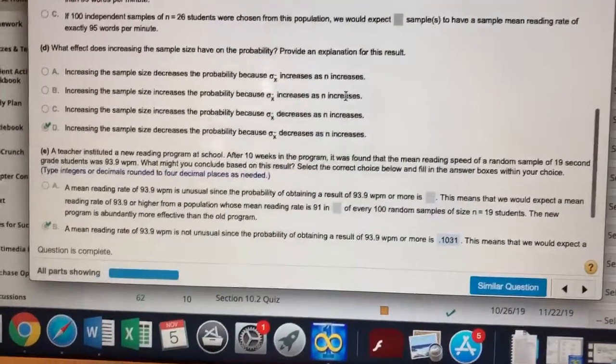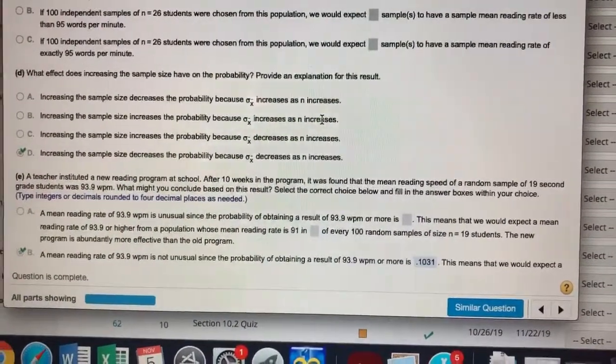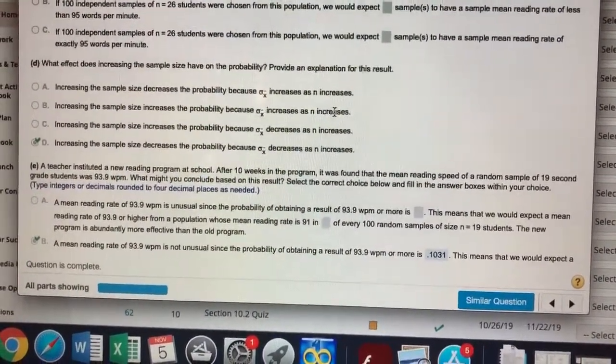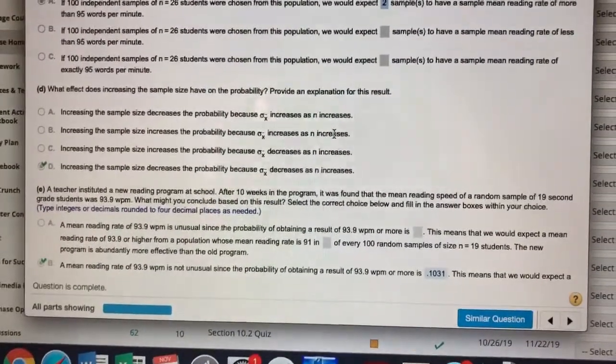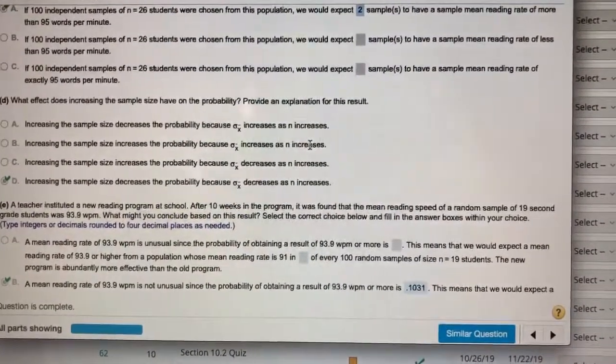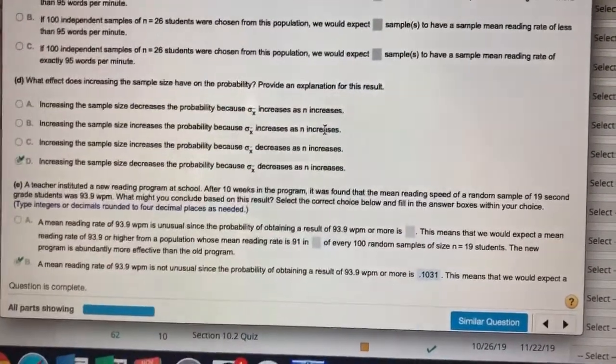Part D, what effect does increasing the sample size have on the probability? Increasing the sample size decreases the probability because sigma sub x bar decreases as n increases.